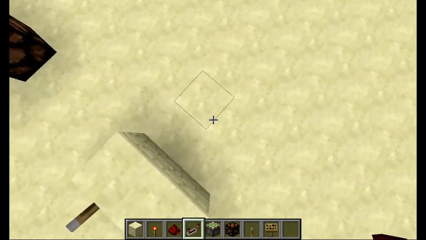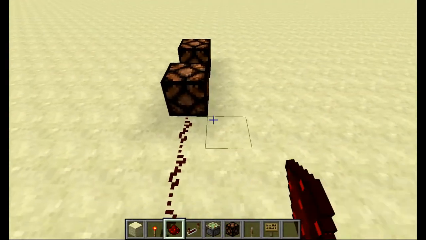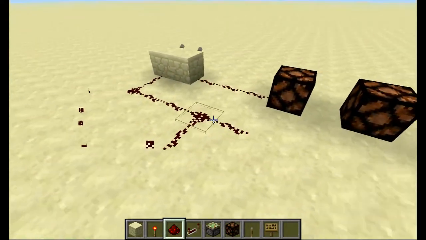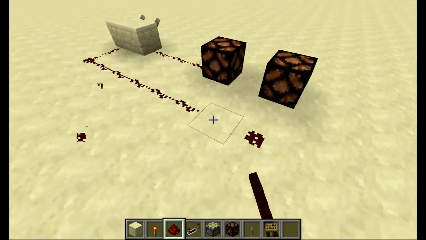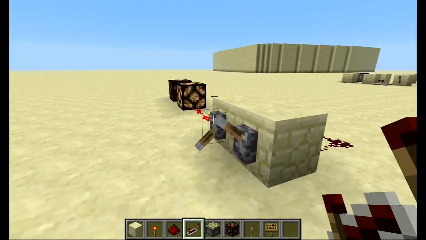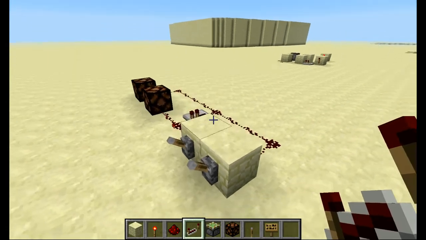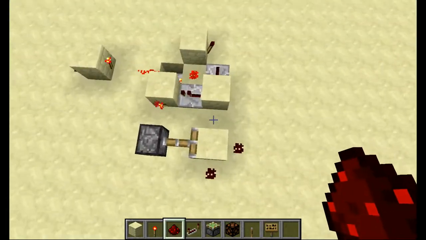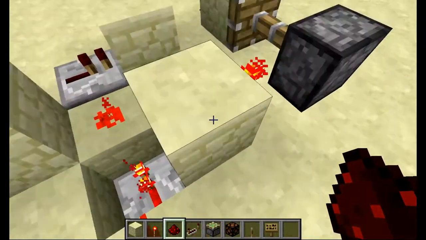Lever. 1. And then add a repeater. 1, 2. That's the lighting system. Once you have those items, the rest you can do.